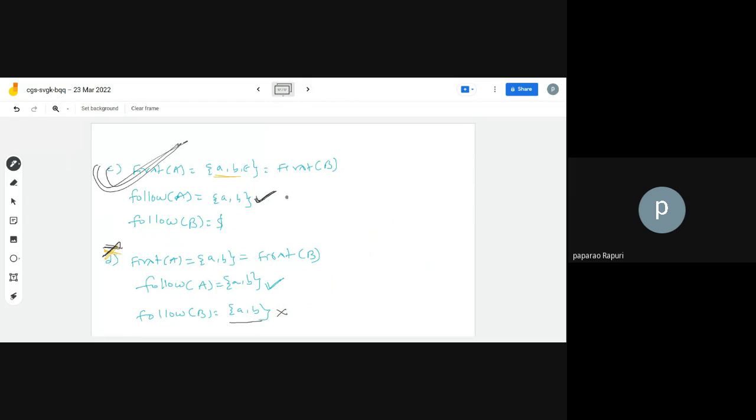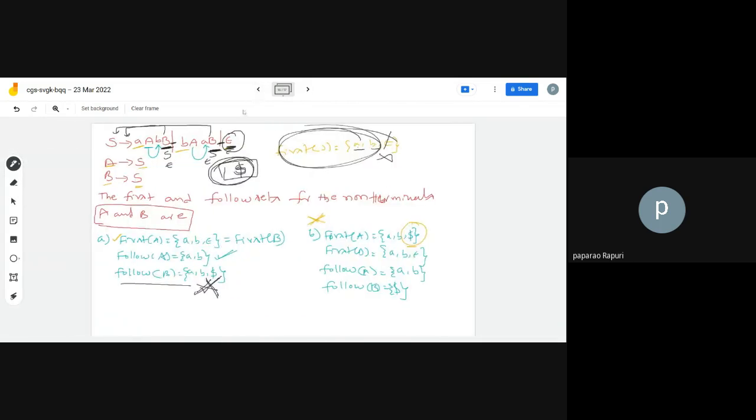So here A, B, epsilon. This is the first set of A, and the first set of B is also the same, because A is deriving S and B is deriving S. So from S only we need to consider. Follow of A: here A is followed by small b, and here A is followed by small a. So follow of A is equal to small a, small b.